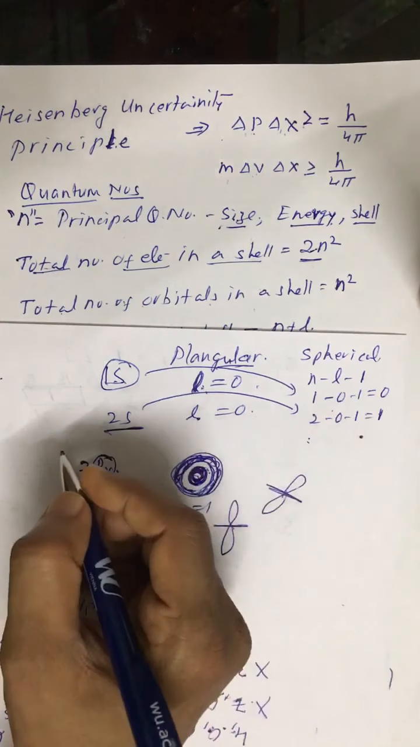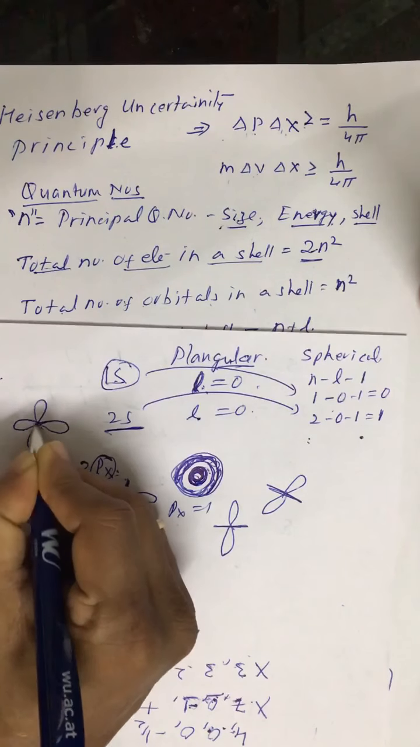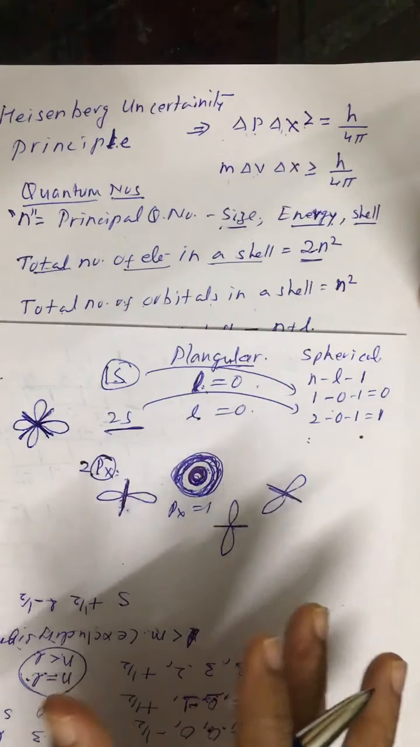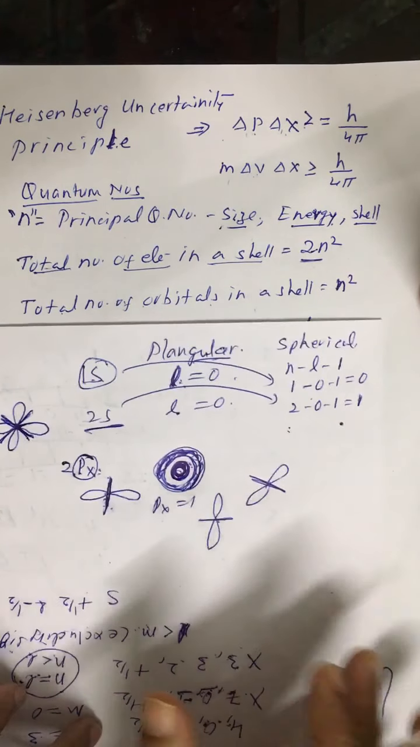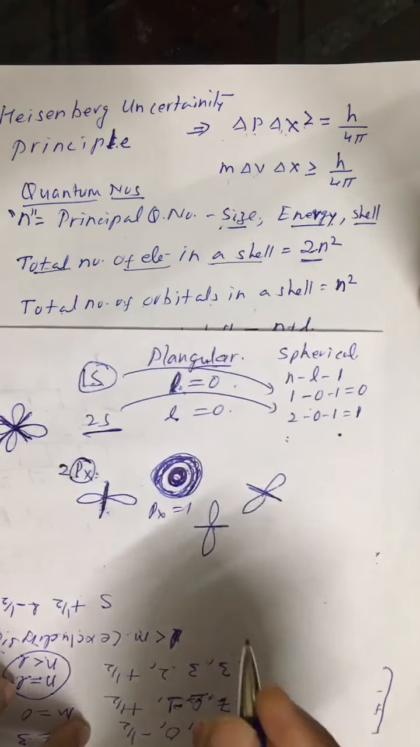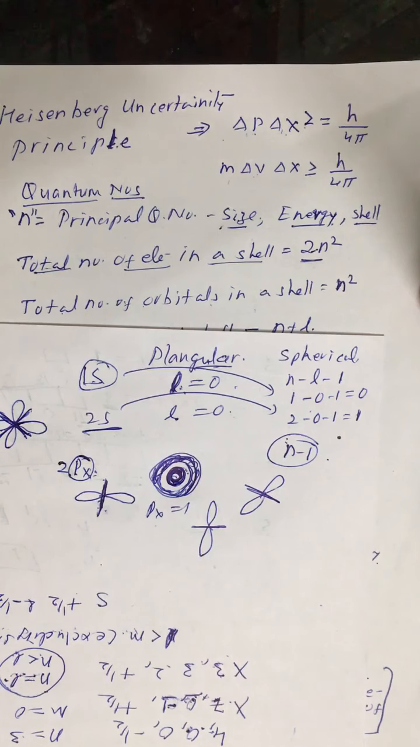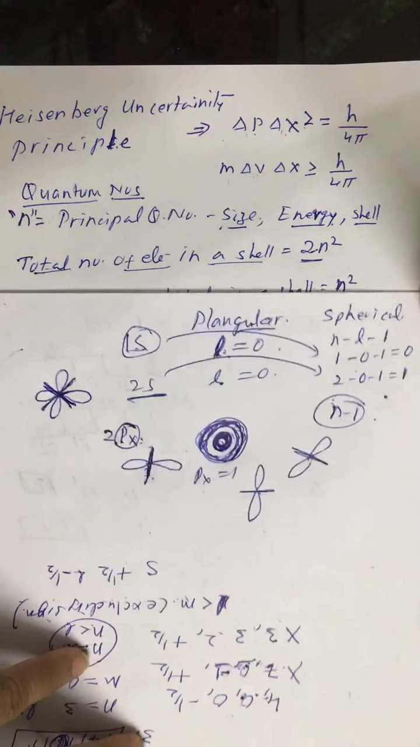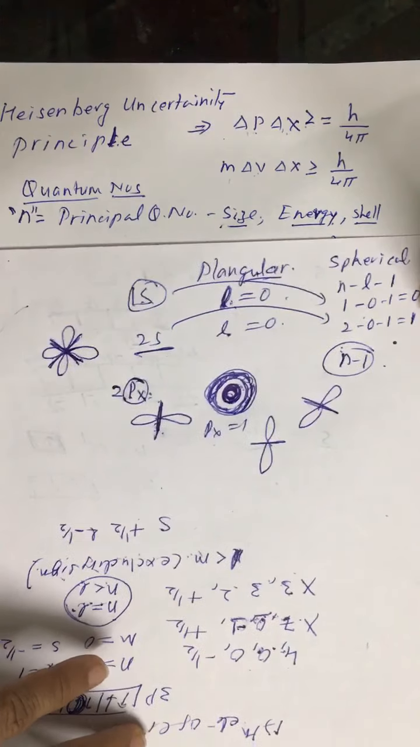In d we have two planar nodes. Look at this, we have two planar nodes. In dz square we don't have any planar node; dz square is entirely different. And the total number of nodes is given by the n minus 1 formula. Alright. So these are the things.